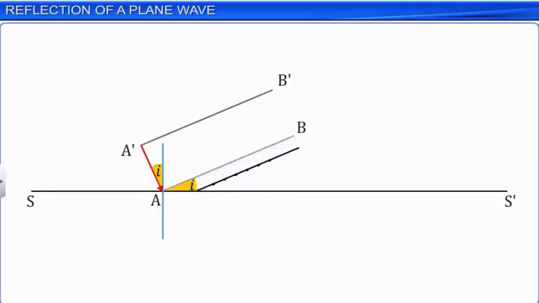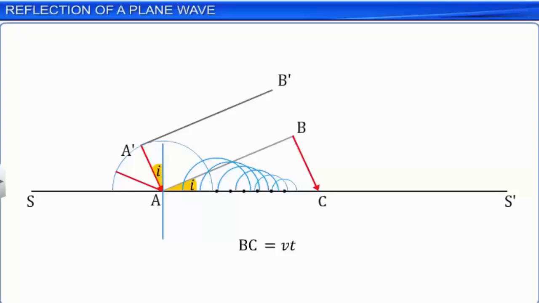Let us assume that after t seconds, the point B of the wavefront AB is incident on the surface SS' at point C. Then, BC is equal to vt. During the same period, the hemispherical secondary wavelet from A would also have attained a radius equal to vt. Hence, a hemisphere with its center at A and radius equal to vt represents the secondary wavelet that originated from A at time t is equal to 0.